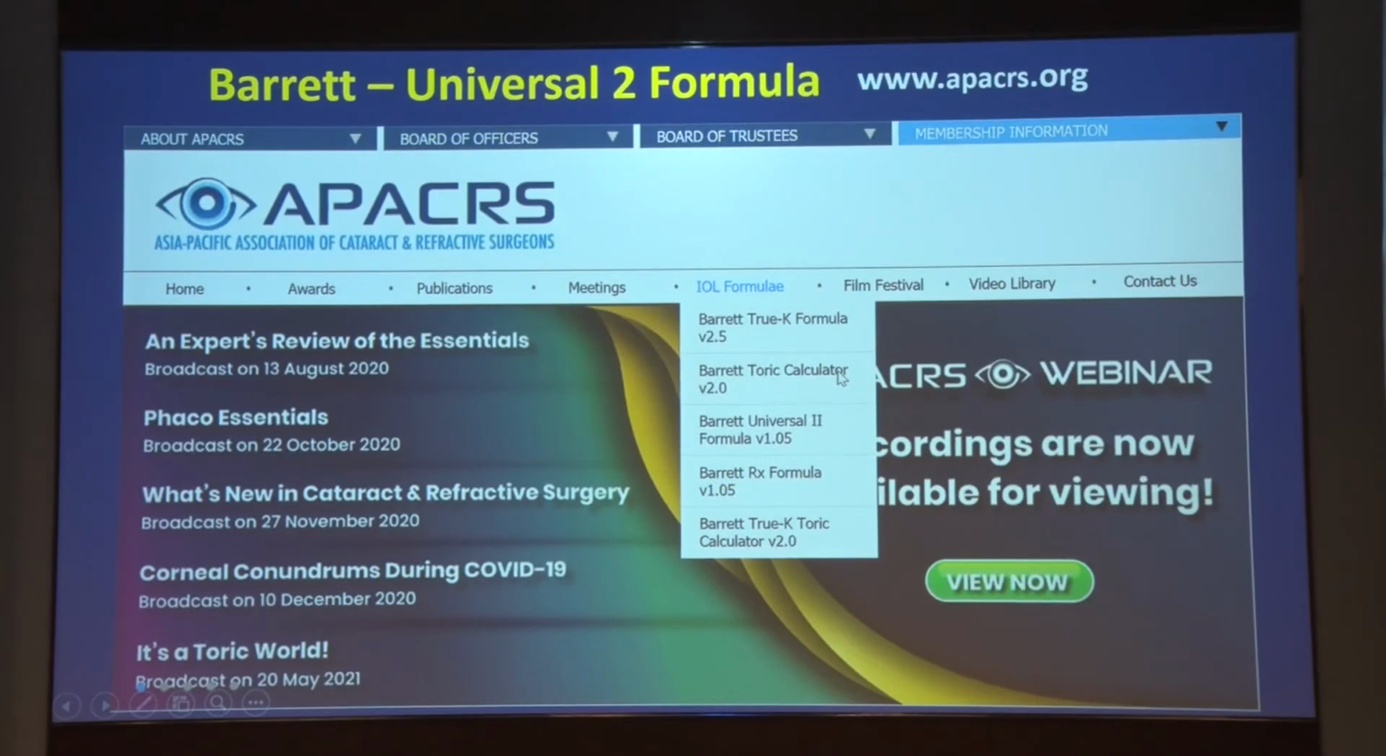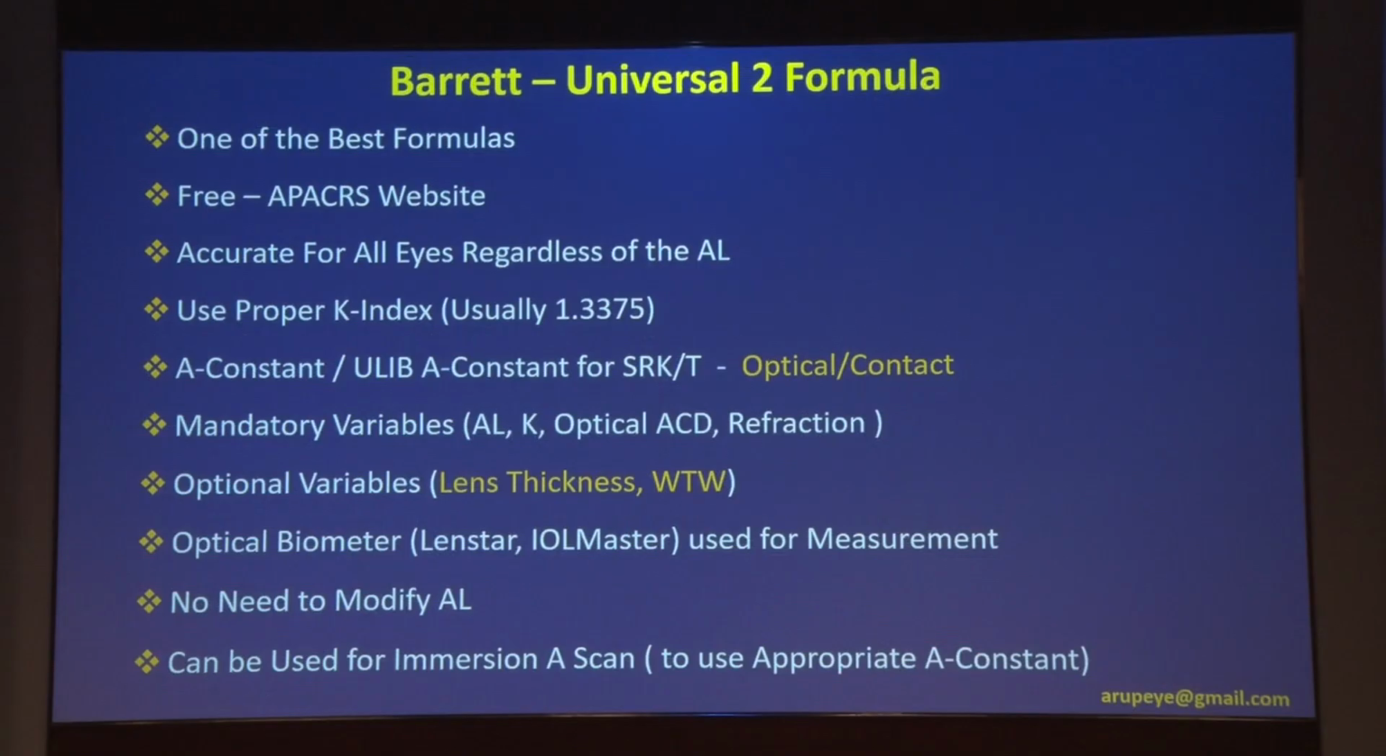This is a whole calculation suite for all your IOL requirements: a patient with a normal cornea or a post-refractive surgery cornea, toric IOL or non-toric IOL, and a patient who has a refractive surprise where you want to perform an IOL exchange or piggyback lens. So this particular formula will take care of all your IOL power requirements.